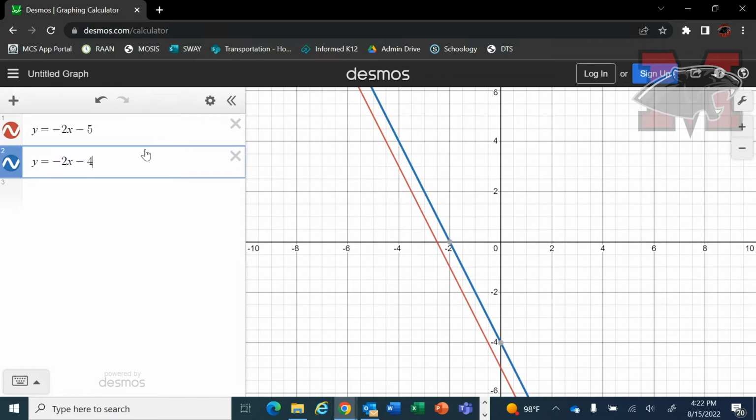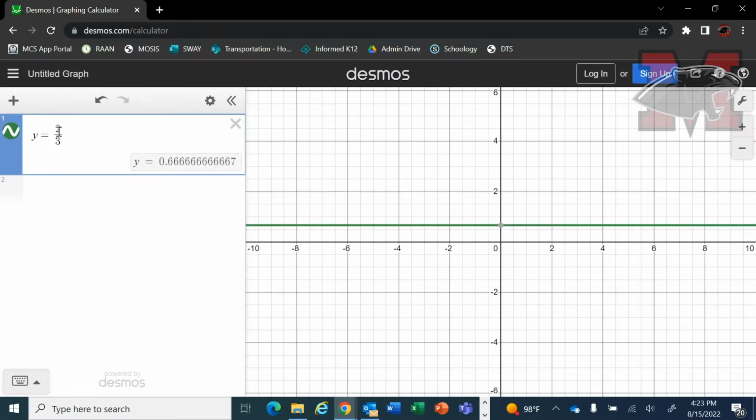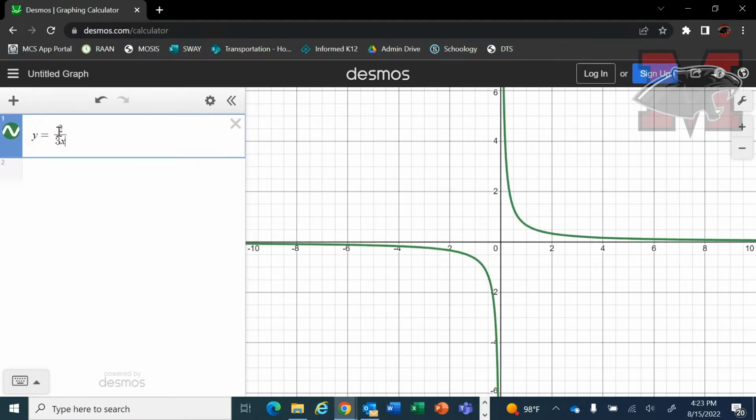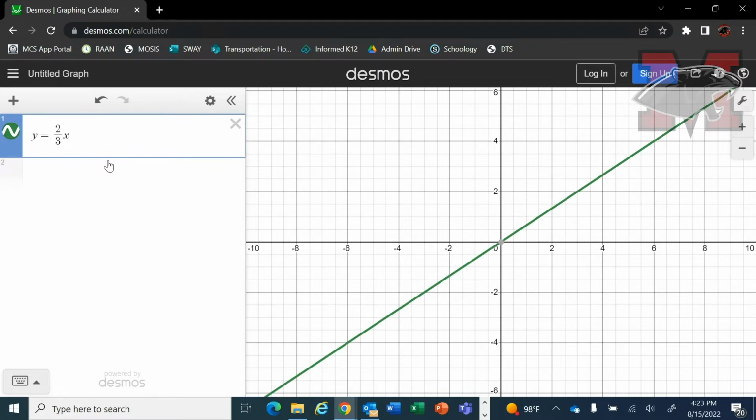All right. What I would like you to do now is go ahead and delete both of these if you hit the X. You should start out with a clean graph that looks like this. Remember, parallel lines have the same slope. Next I want you to do y is equal to 2/3 x plus 3. Make sure your x goes to the side. I hit the arrow over, plus 3.